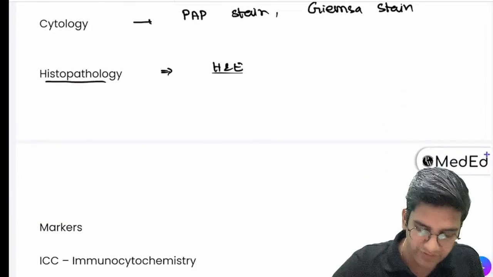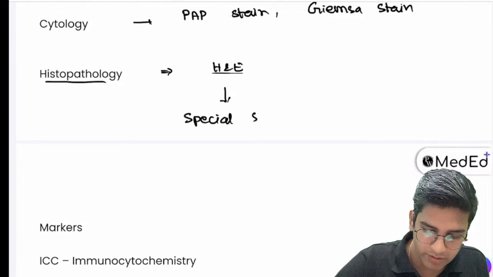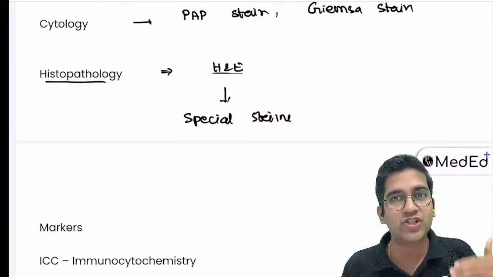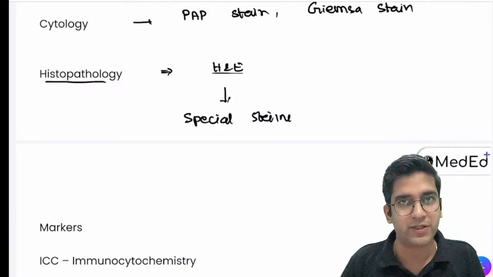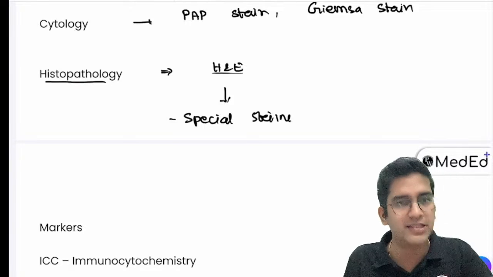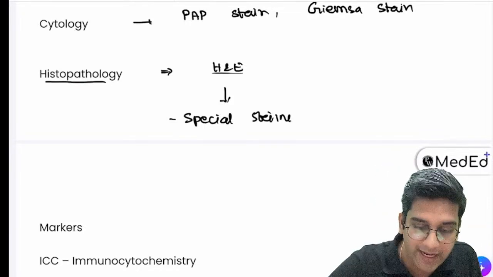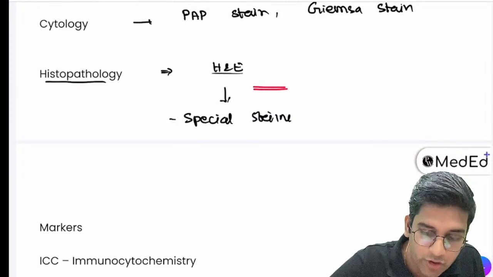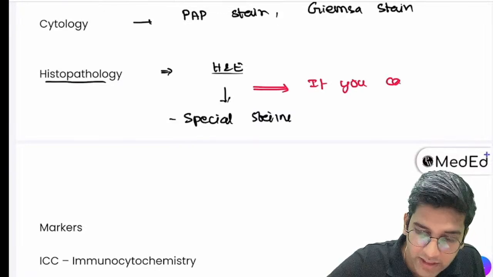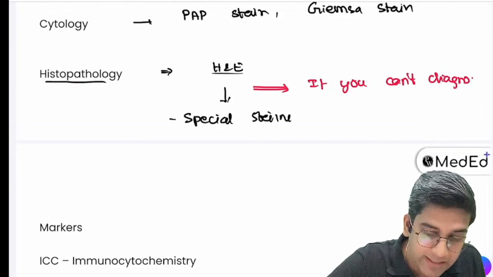That time I have something called special stains, right? I have special stains here. When I cannot diagnose something on an H&E, I use a special stain. We'll read lots of special stains, like PAS, Alcian blue. There are many special stains, right? I cannot diagnose on H&E. That's something which I want you to remember forever. If you can't diagnose on an H&E, I need stains. Okay, please do remember this.